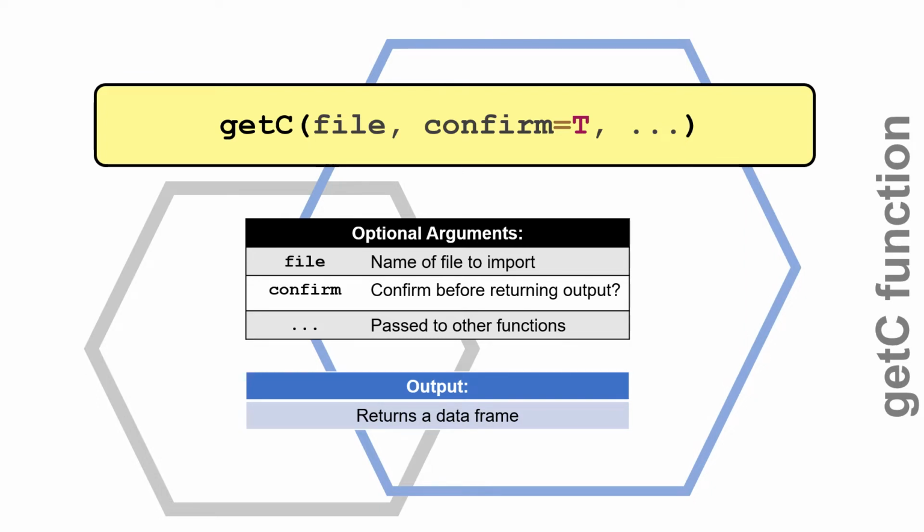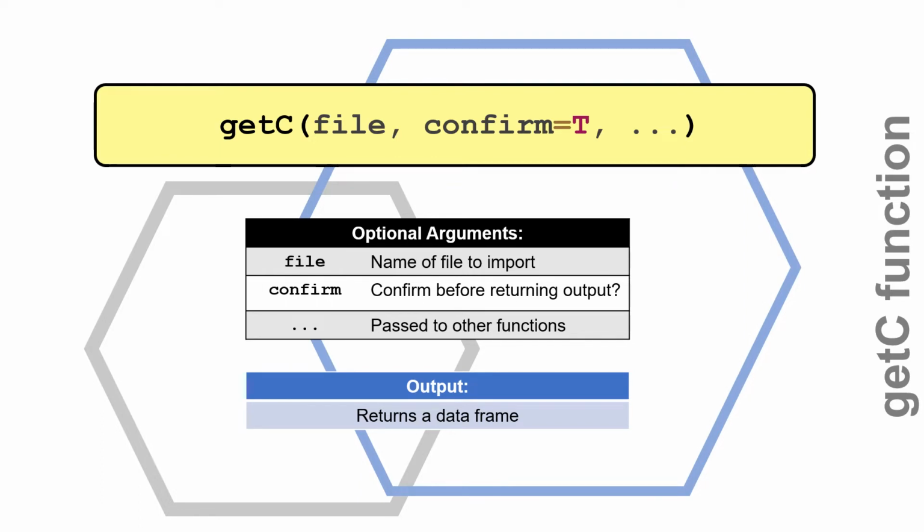If you run getC without specifying the file to be imported, you will be automatically prompted to browse to the file and select it. The getC function will then preview the results and ask you to confirm that you want to proceed before returning the imported dataset. It is important to point out that getC does not store its output automatically. To store the function's output, you need to assign the data frame it returns as a named object.